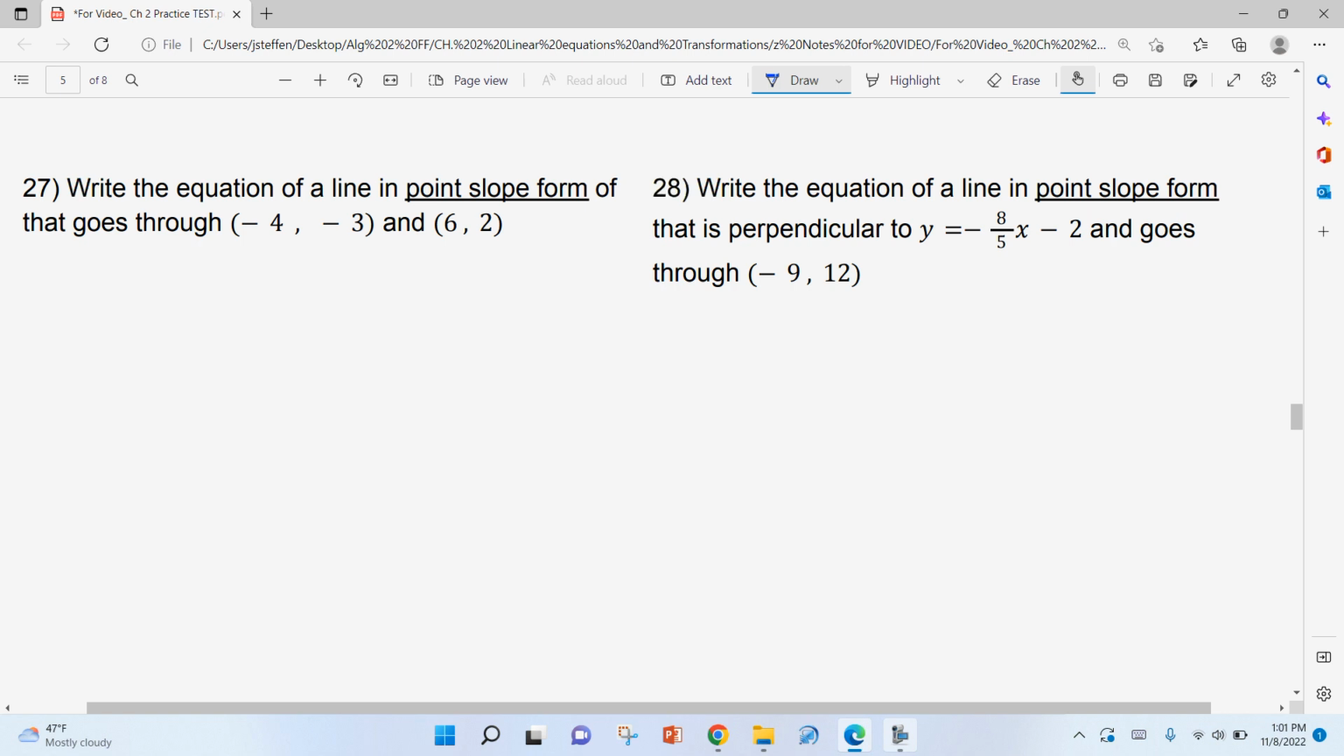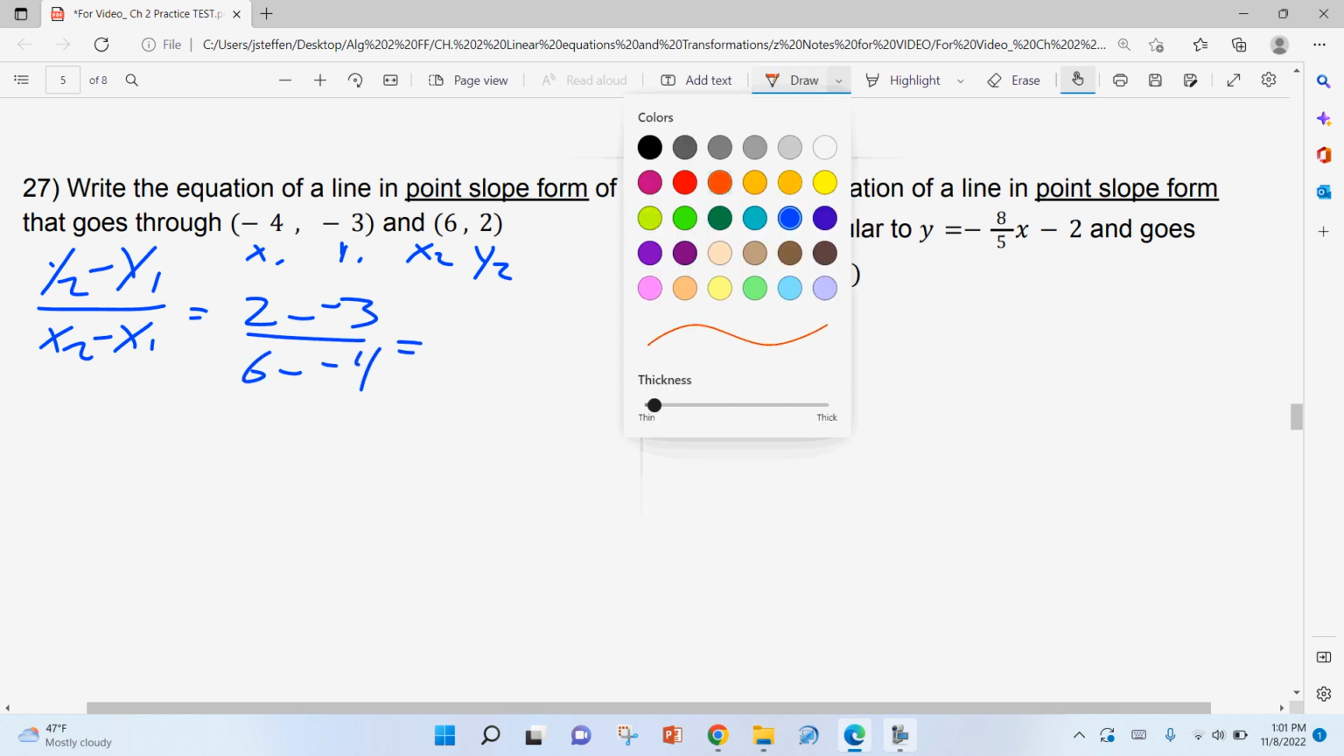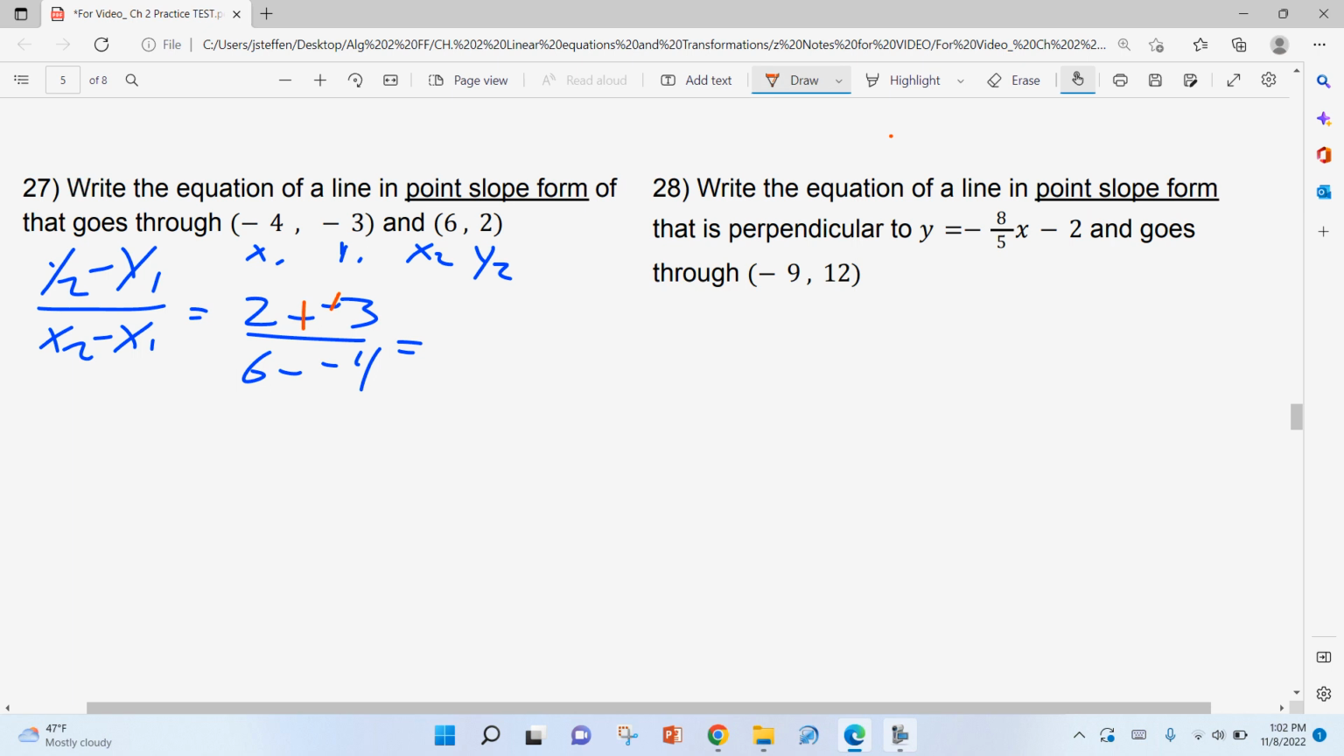27, write the equation of the line in point slope form that goes through the ordered pairs there. So the first thing you have to find is the slope. So that's y2 minus y1 over x2 minus x1. So x1, y1, x2, y2. So we end up with 2 minus -3 over 6 minus -4. When you're solving these, that's plus, so that is 5 over 10. If you simplify that, that's 1/2. So that's the slope I use.